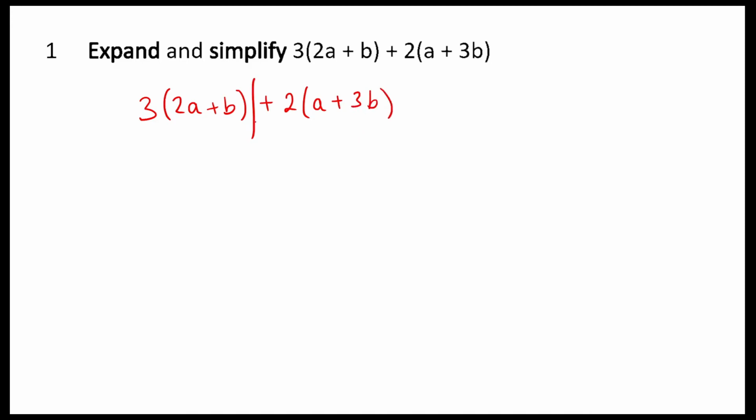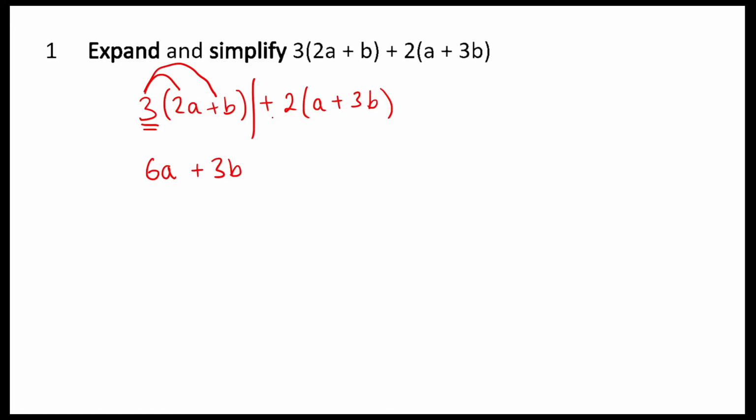Firstly, I hope you can see if I split and I draw a line just down there, we've got a bracket to expand on the left and a bracket to expand on the right. Let's do this now. If we expand the first bracket, we have a 3 at the front, so we want to do 3 times 2a, which is 6a, and also 3 times positive b, which gives us plus 3b. That's the left bracket expanded.